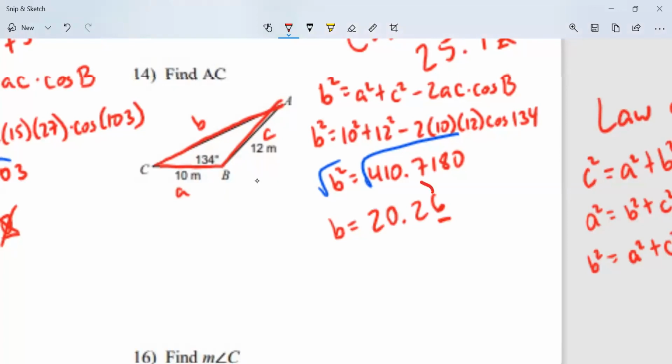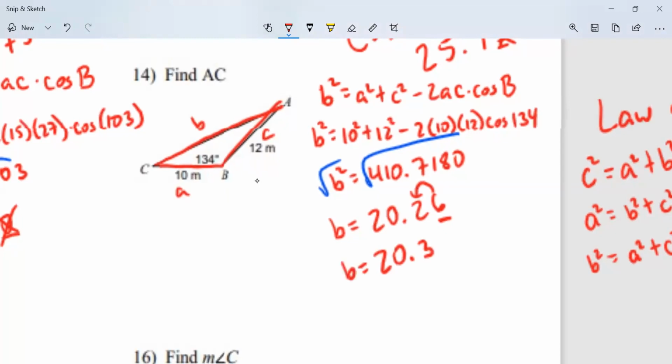The second decimal number is big enough, right? A 6 is big enough. So it pushes this 2 over. So it's going to be 20.3. Now the 0.3, I cannot ignore this. So I have to write 20.3. Okay. So solving for a side was not that bad.